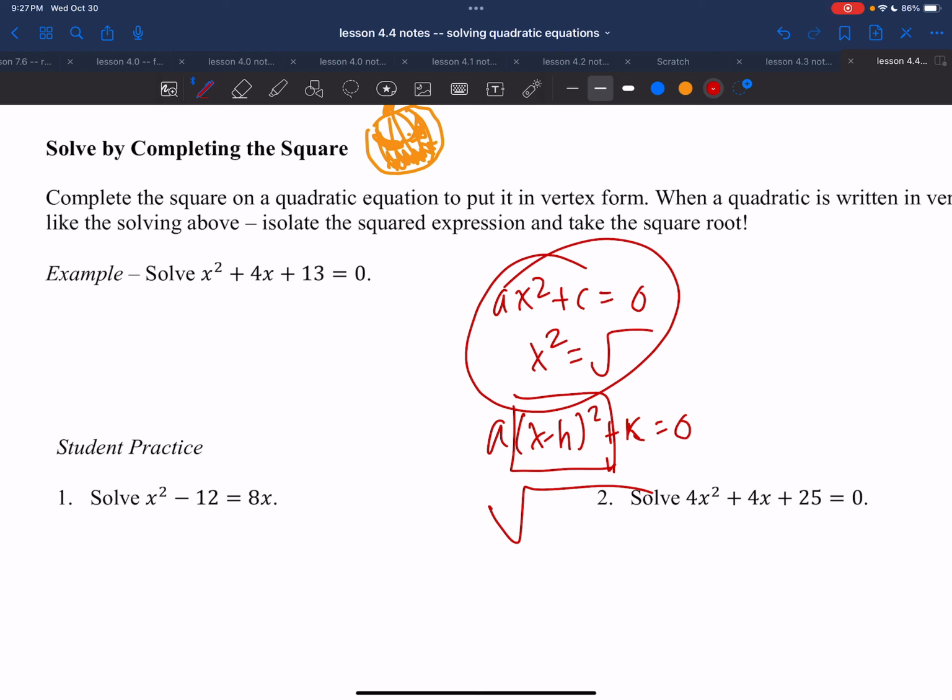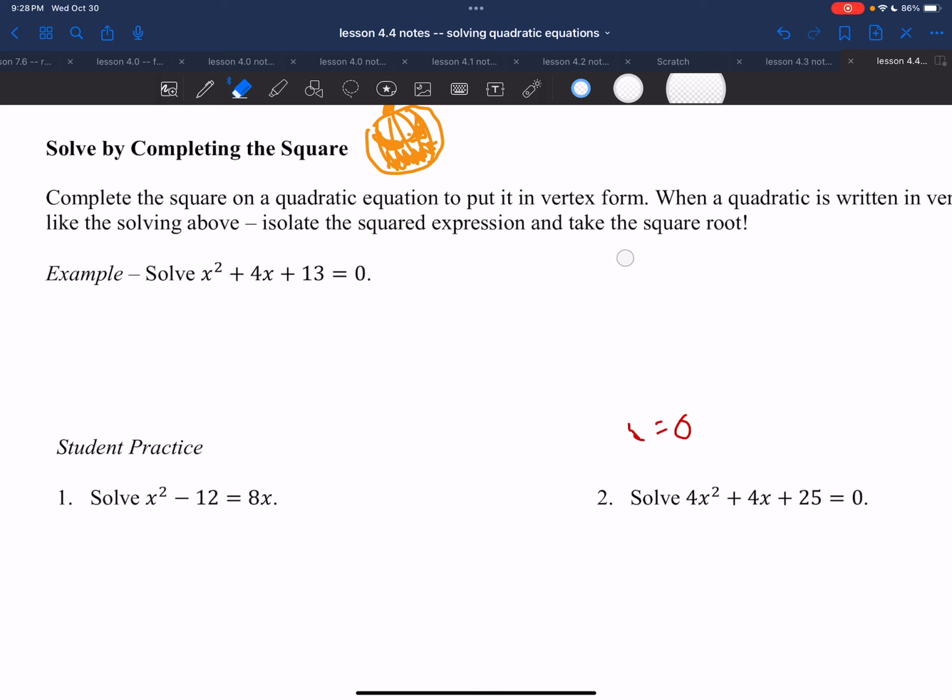That last strategy that we had, but it's a little more involved. You have to first get it into vertex form, then you can isolate and take the square root. So, and that involves completing the square, okay?